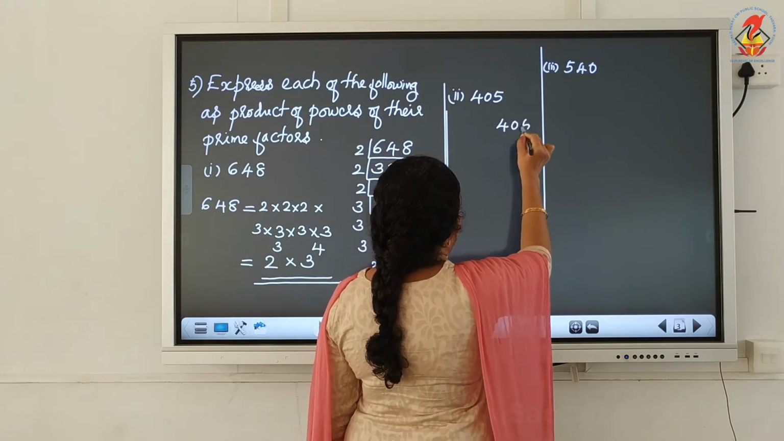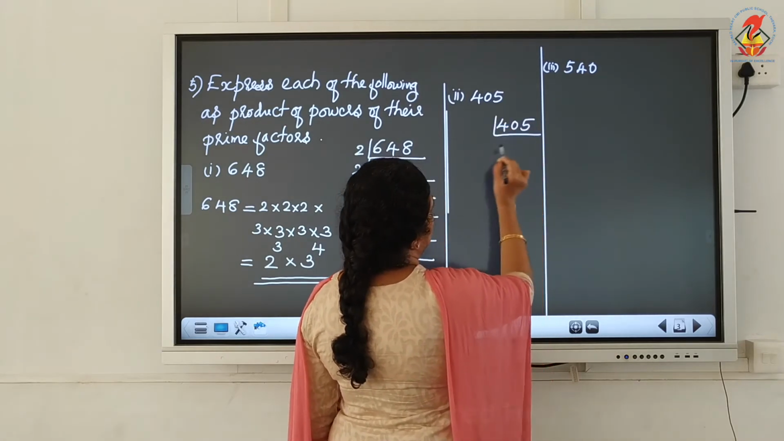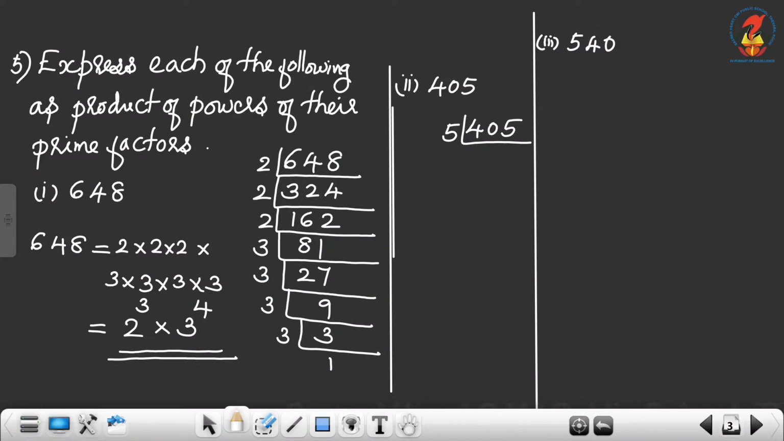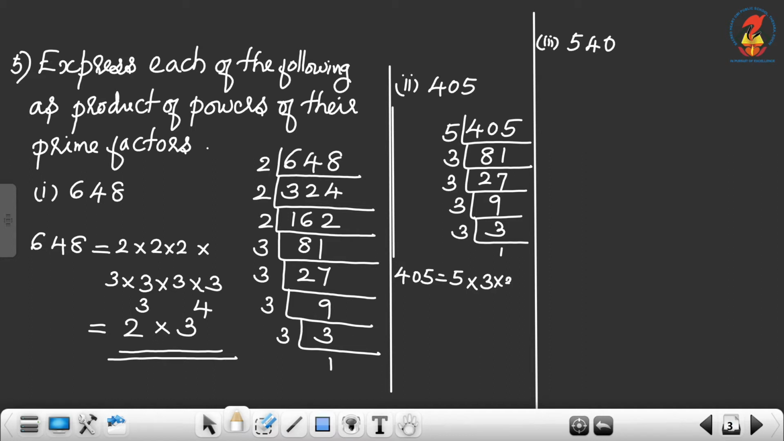So 405, we can do the division with a 5. 5 8s are 40, then 1 time. Then 81, we can do with the 3, 27. 3 9s are 27, 3 3s are 9, again with the 3, 1. Therefore, 405 is equal to 5 into 3 repeated 4 times. So, 3 into 3 into 3 into 3, into 5.